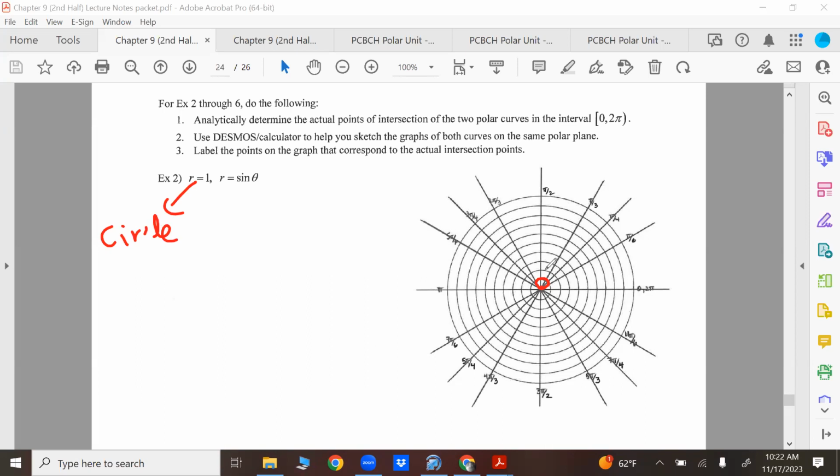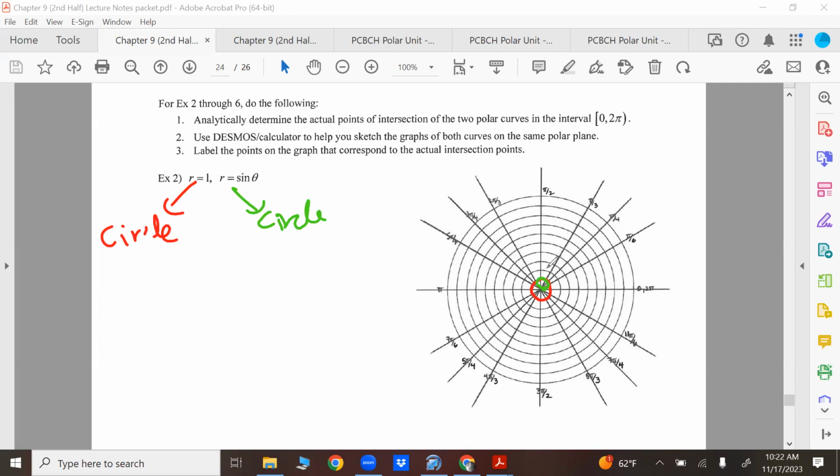Oh, wait. Hold on a sec. No, I lied. That was the other one. That was my bad. There we go. My apologies. Sorry, I was doing the other one in my head. This one here, yes, that's also a circle. So that looks like this. There we go. That's what I meant to do.